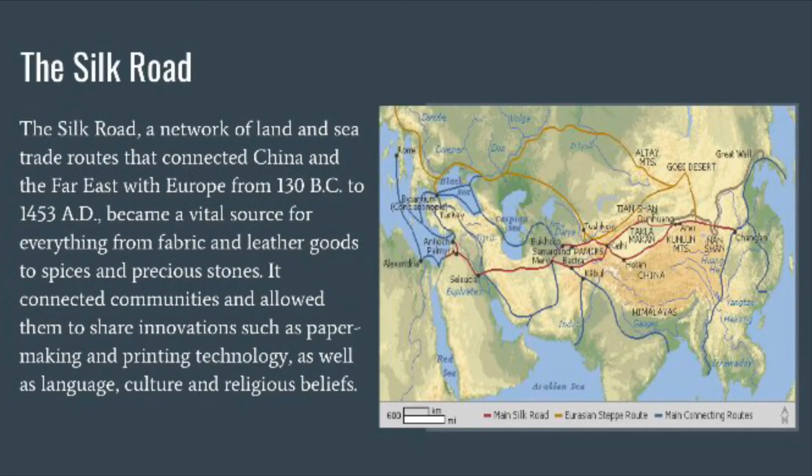The Silk Road, a network of land and sea trade routes that connect China and the Far East with Europe from 130 BC to 1453 AD, became a vital source for everything from fabric and leather goods to spices and precious stones. It connected communities and allowed them to share innovations such as papermaking and printing technology, as well as language, culture, and religious beliefs.